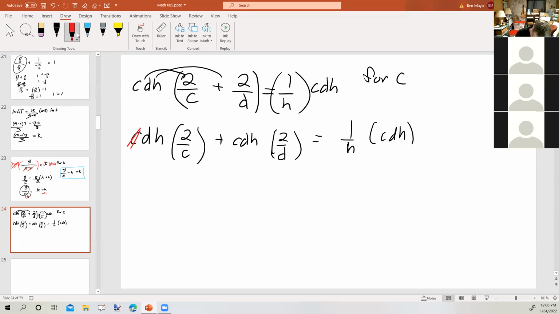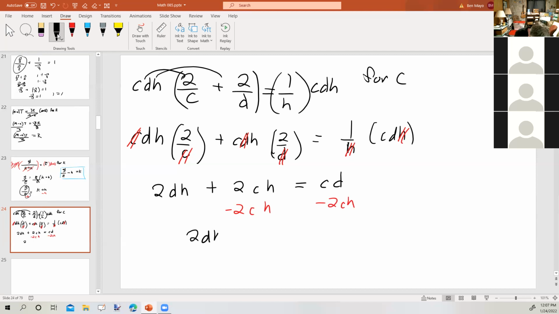So now the C's reduce out, the D's reduce out, and the H's reduce out, giving me 2DH plus 2CH equals CD. Now, I'm still trying to solve for C. Let's get all the terms with the variable, as in C, on one side of the equation. So I'm going to subtract 2CH from both sides. So we get 2DH equals CD minus 2CH.